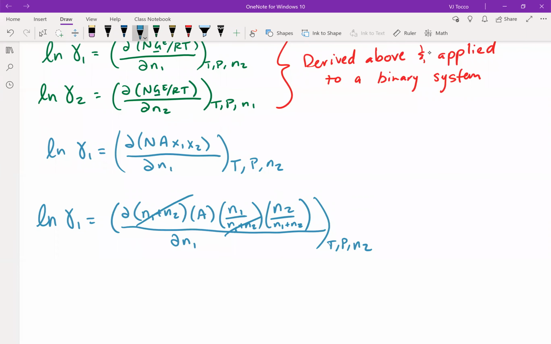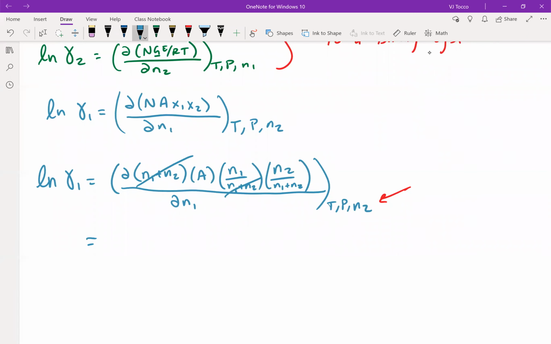Now the parameter A is a constant, so that can come outside of the partial derivative. Similarly, n2 is being held constant in this partial derivative, so n2 can also come out of the partial derivative. So I could say A times n2 times the partial derivative now of n1 over n1 plus n2 with respect to changing n1 at T, P, and n2.